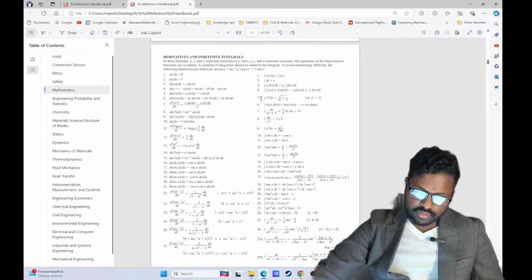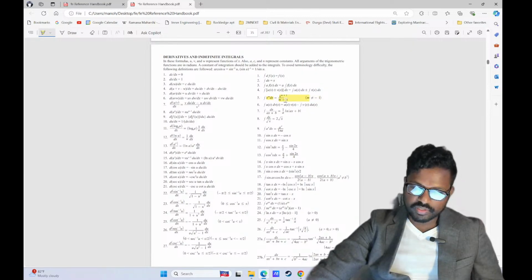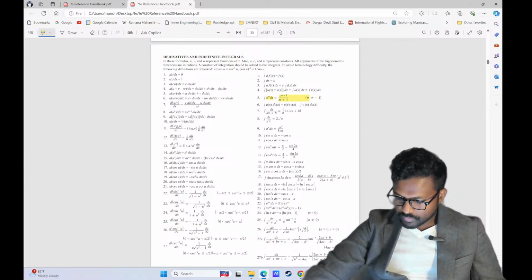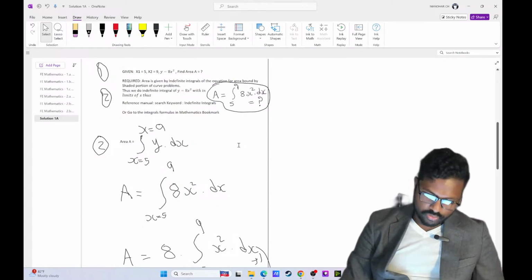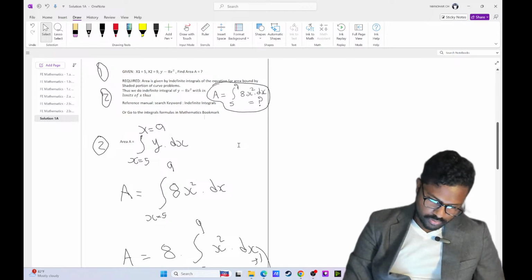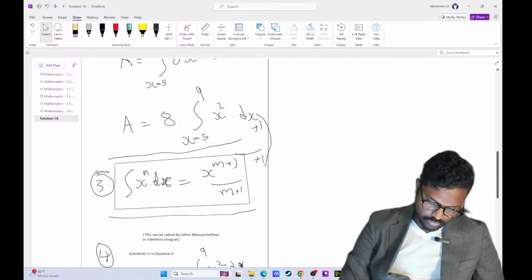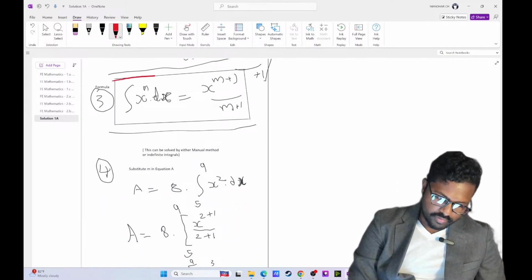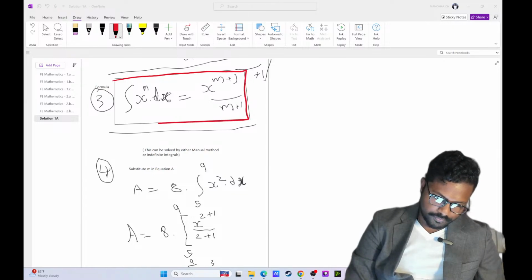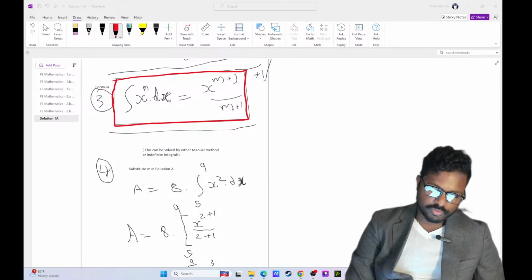So here if you look at the fifth equation, which says integral of x power m dx is equal to x power m plus 1 by m plus 1. So that is the equation we want. Now copy this formula and write it in your notebook. See, this is what I did over here. I have copied the indefinite integral formula over here and I have outlined it for your reference. Integral of x power m dx is equal to x power m plus 1 by m plus 1.